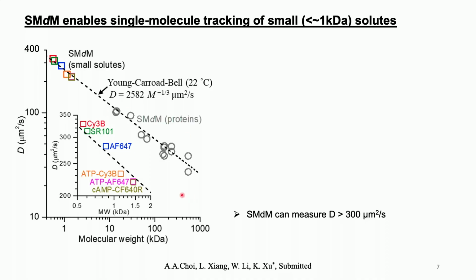The next question we asked is really how fast can we track with SMDM? And so it turns out that using a select set of very bright fluorophores, we're actually able to track anything using these certain fluorophores, and can do so in free solution and in an accurate way, as shown in this figure here.